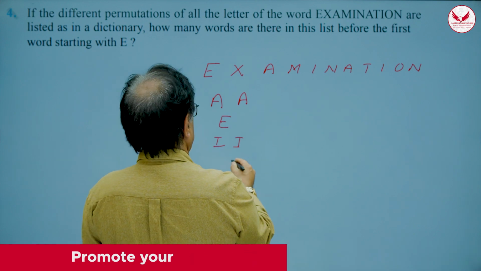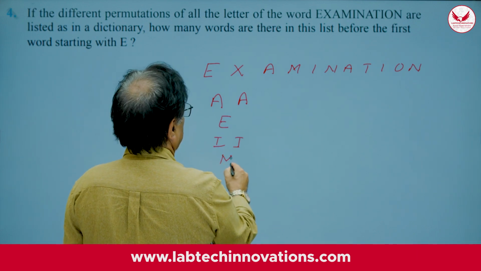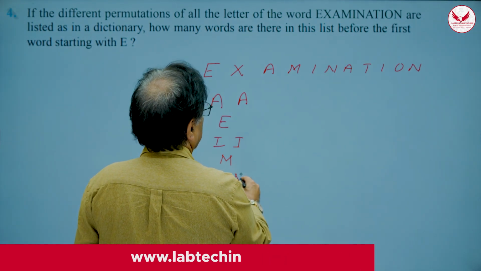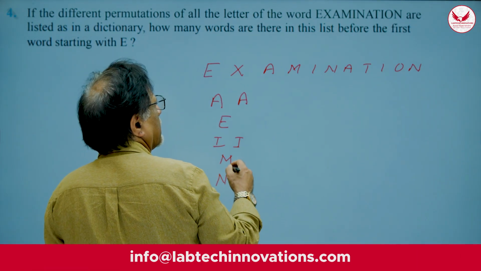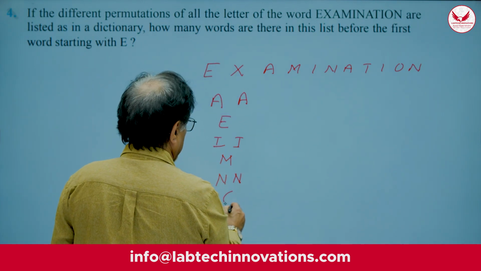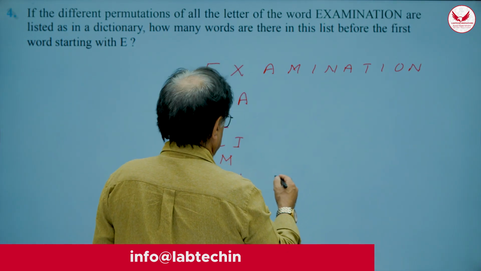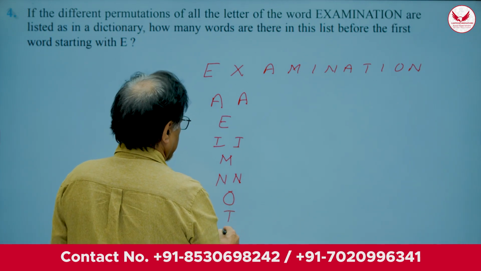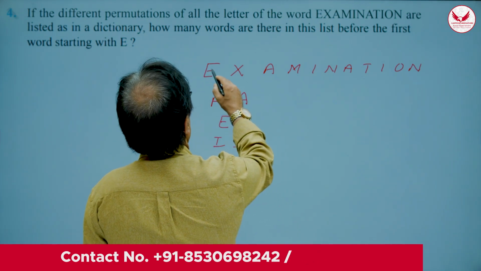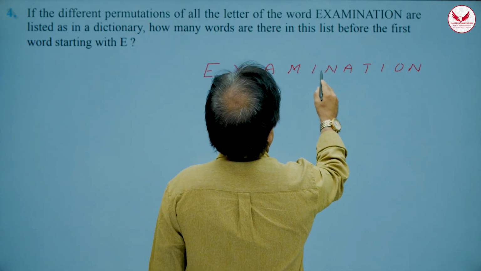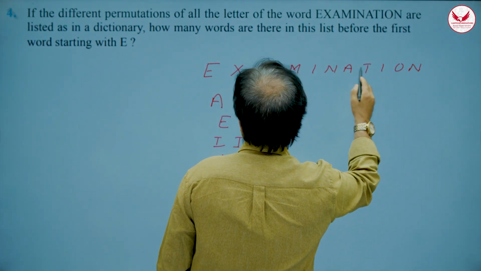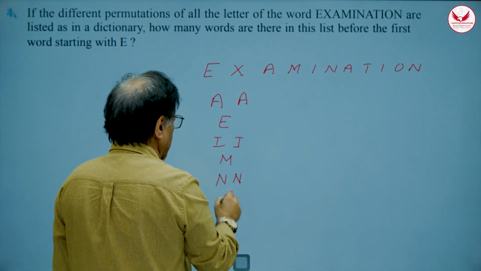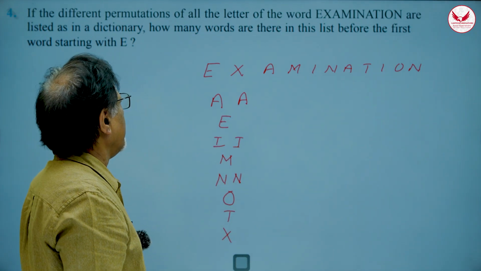L is not there. M is there, only one M. And there is N, so there are two N's here. Then O is there. Then T is there. And last, X is there. Now, their total number of letters is 1, 2, 3, up to 11. So we have accounted for all the letters here.